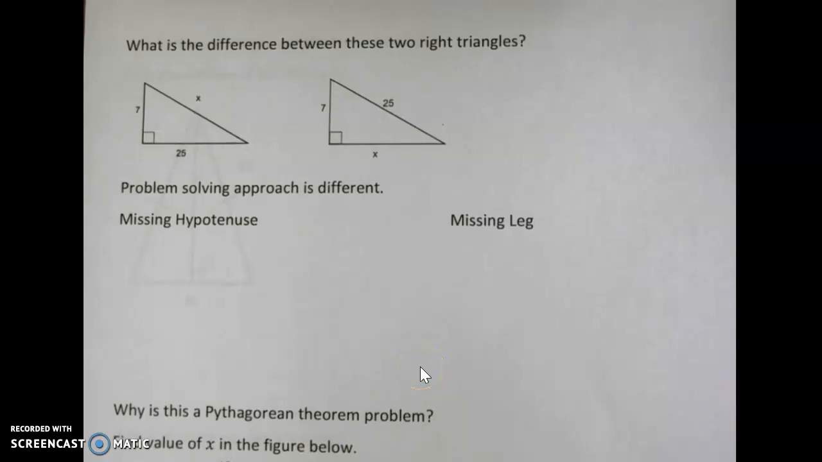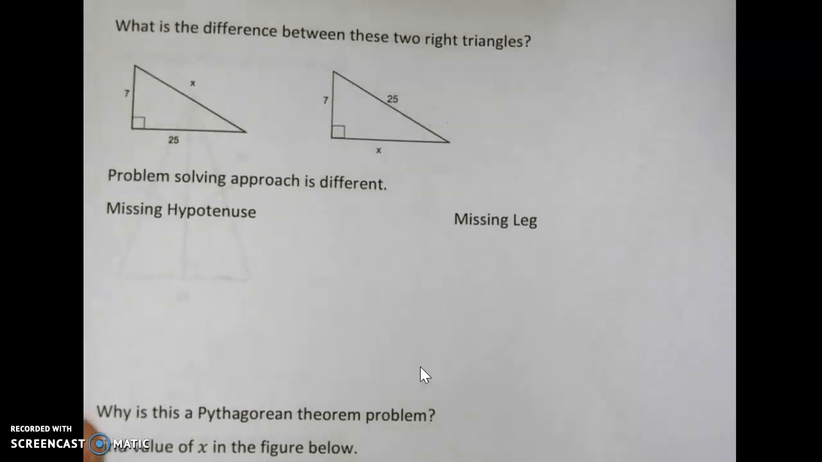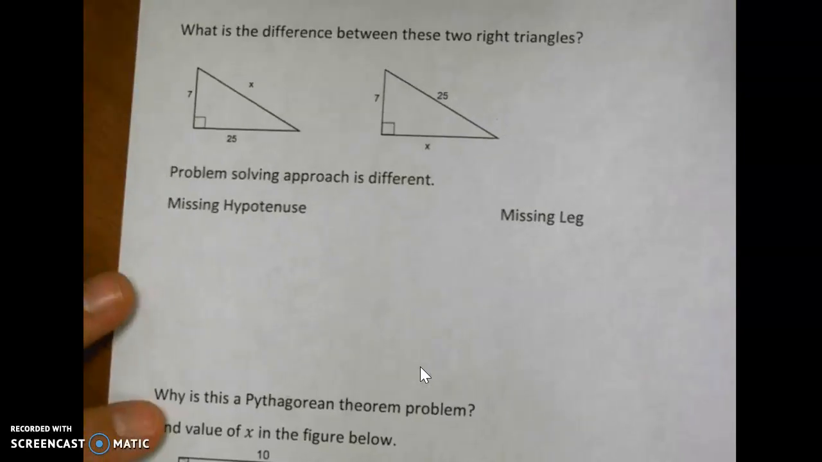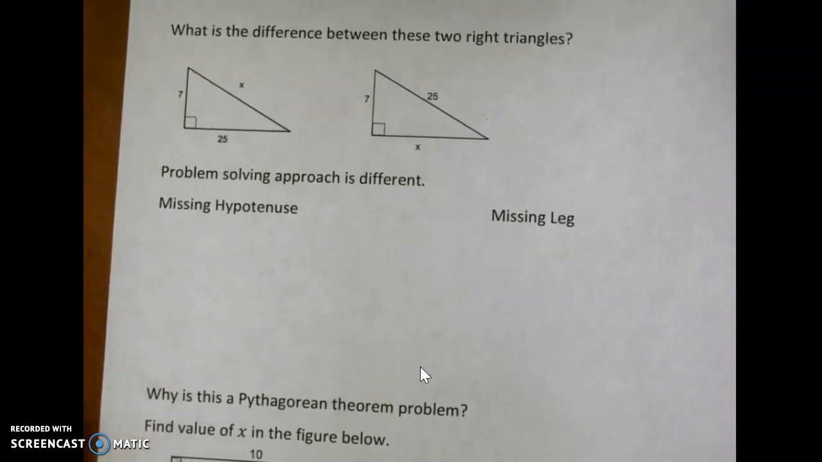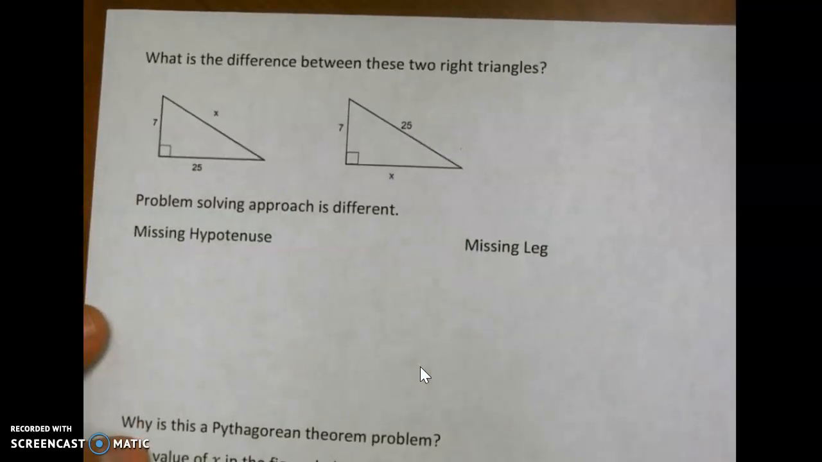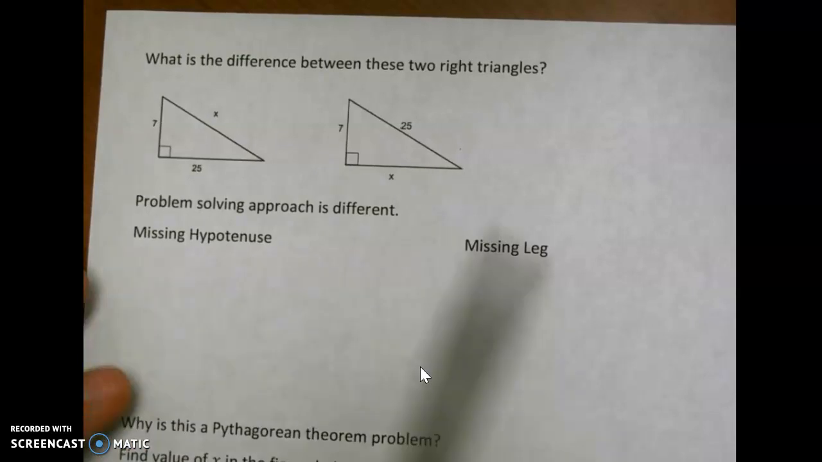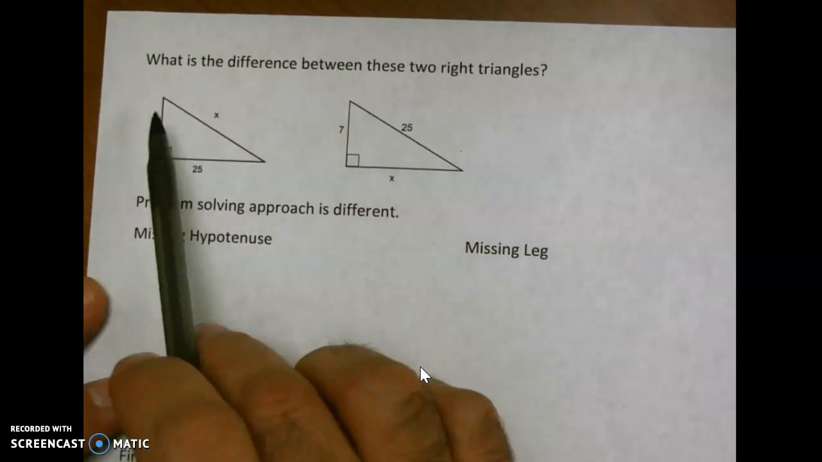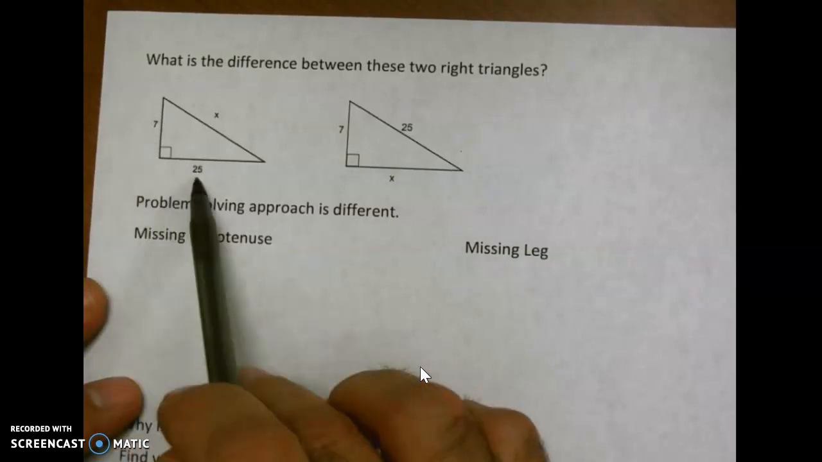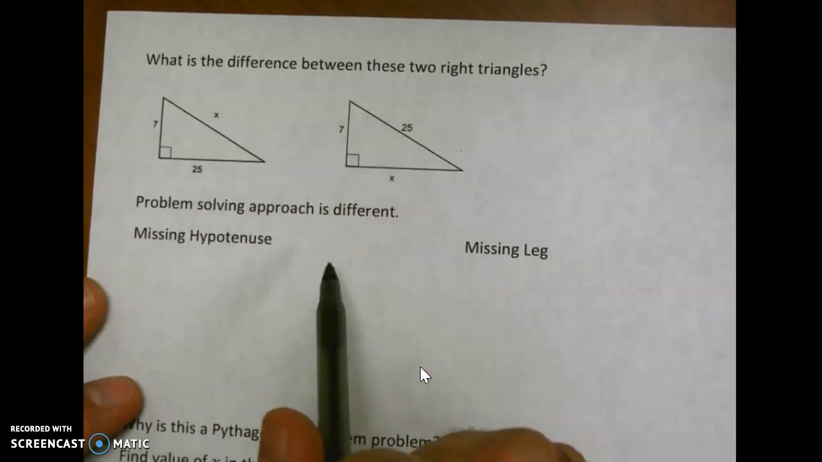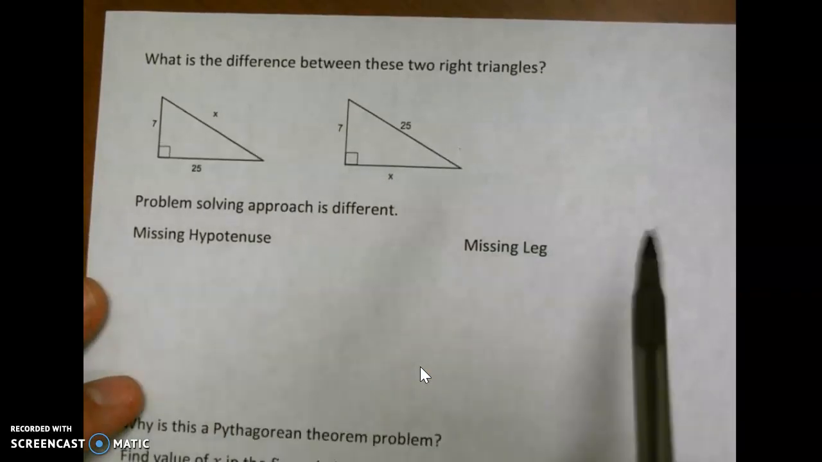So we're looking at the Pythagorean theorem. This is a review of stuff that you would have seen in middle school, but I know that everyone's approach to this might have been a little bit different. If we're looking at these two triangles, you can see that they look kind of the same, but they are different in that we have the same values, 7, 25, and x, but in this case we have the two legs. And in this case, we know one of the legs and we know the hypotenuse. So if we have a missing hypotenuse, our approach is different.